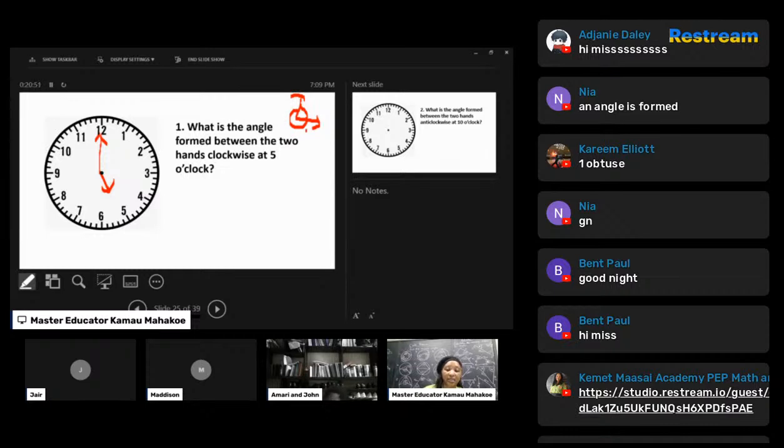All right. So now, the question says, what is the angle formed between the two hands clockwise? So Amari already explained, this is 5 o'clock. We want this angle here that's formed clockwise. So from the 12, moving in the direction of the 5, moving in the direction that the hands of the clock go, right? That way. So we want this angle here. What will be the measurement of that angle?